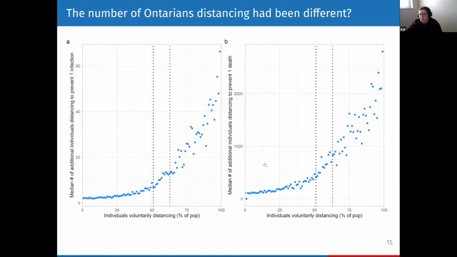And even looking at deaths, which of course are a much lower probability event, we're still talking about 500 to 1,000 more people distancing to prevent one death. And given that this is a province of over 14 million people, that's really a drop in the ocean. So you can see that these individual decisions do appear to have a tangible impact on outcomes.